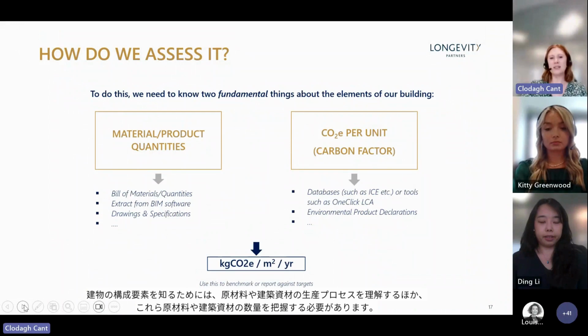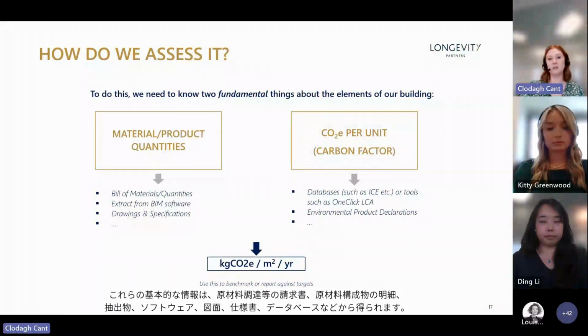So a life cycle assessment, well, fundamentally, it's really not that scary. So what we're looking at is just two fundamental things that we need to know about the elements of our building. We need to know how much of a material or a product is going into our building. And then we need to know, well, what is that material or product? What is it made of? And then essentially, what is the carbon factor associated with that material type or product type?